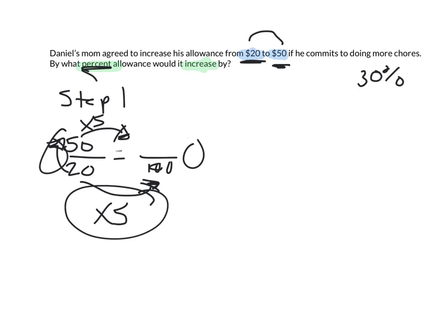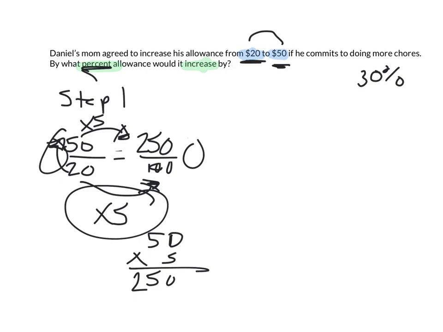So I'm going to ask myself, well, what is 50 times 5? Well, that gives me 250. So my answer up here is 250. So 250% would mean that it doubled twice.